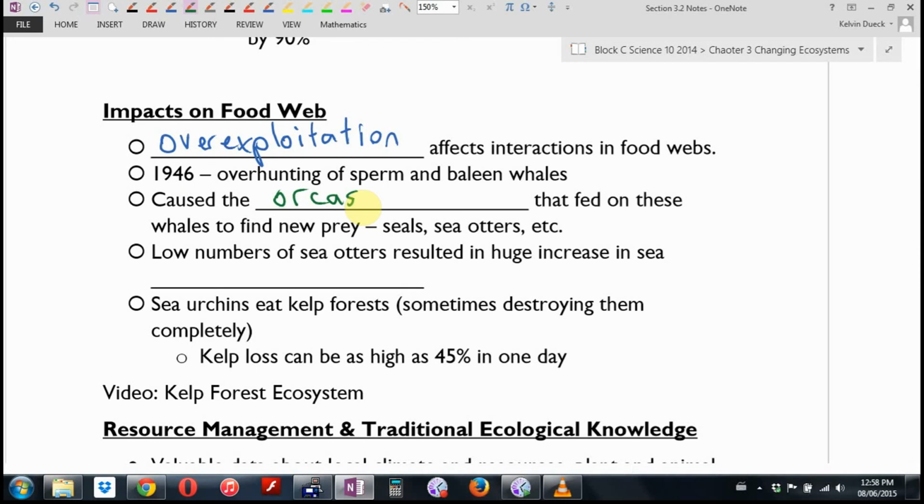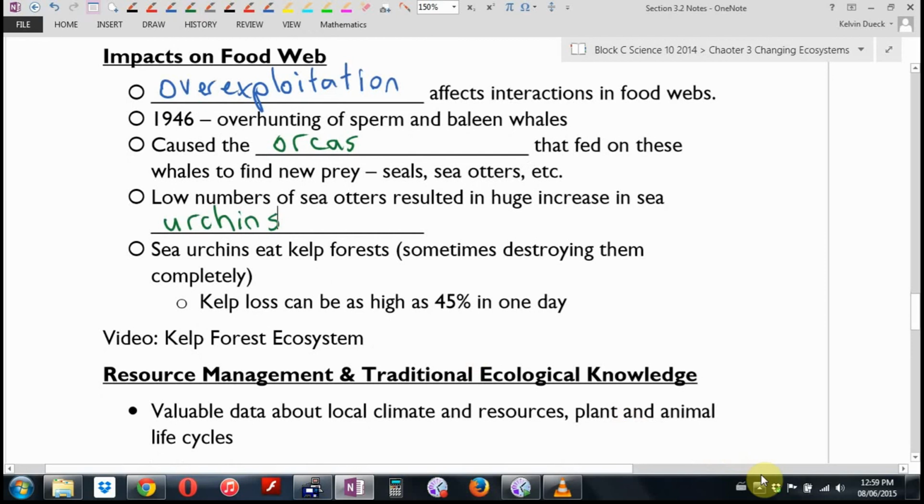Low numbers of sea otters resulted in a huge increase in sea urchins. And sea urchins eat kelp forests, sometimes destroying them completely. So somehow, by us killing whales, we killed off kelp, because everything is interconnected. Kelp loss can be as high as 45% in one day. Put your pencils down.